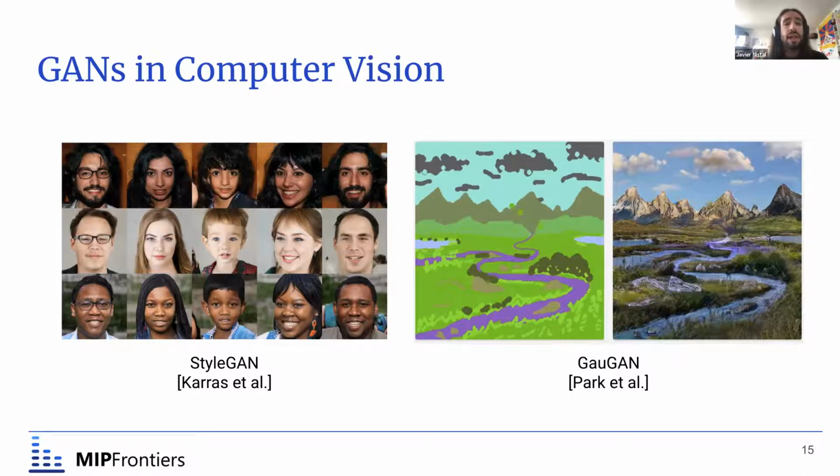So, for example, they can generate new human faces based on abstract features, such as the pose, the skin color, or some hairstyle. And also, given some sketch landscape, they can render a plausible high-definition version of it.